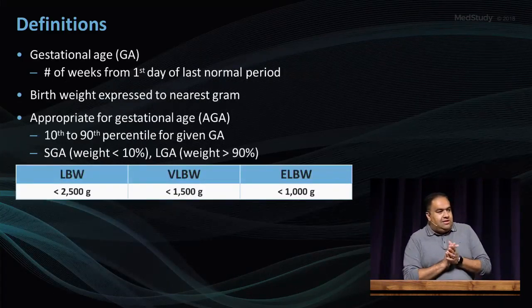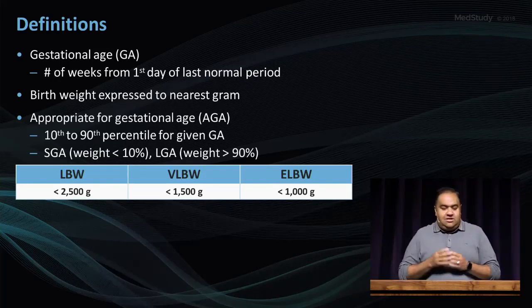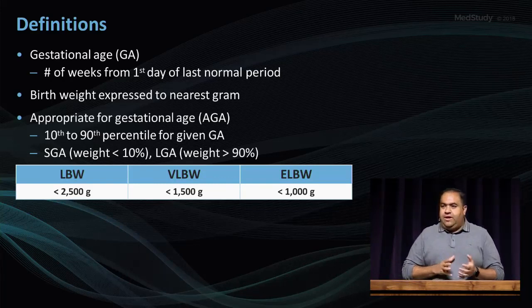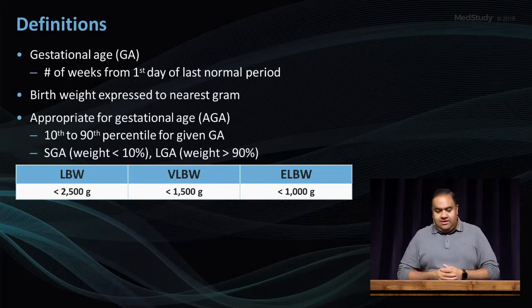So then we're really talking a lot about gestational ages. The gestational age is the number of weeks from the first day of the last normal period, and the birth weight is expressed in grams. We use grams or kilograms, not pounds or ounces, in the NICU, in determining medication doses, determining modalities of respiration, and in determining feedings.